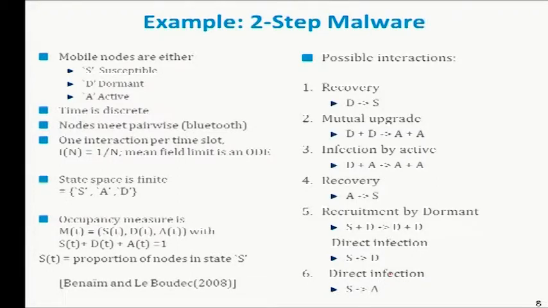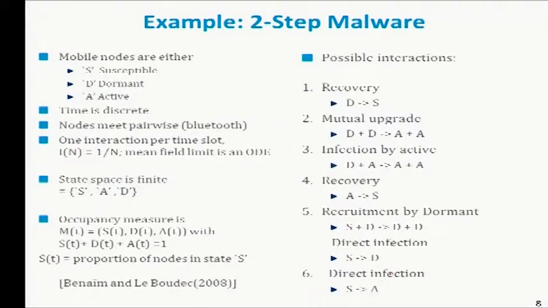The state of one node is one of those 3 values, so I call them SAD. There are 3 states, therefore. The occupancy measure, which I call S of t, D of t, A of t, is the proportion of nodes that are in state S, D, or A. And those are numbers between 0 and 1 that sum to 1.